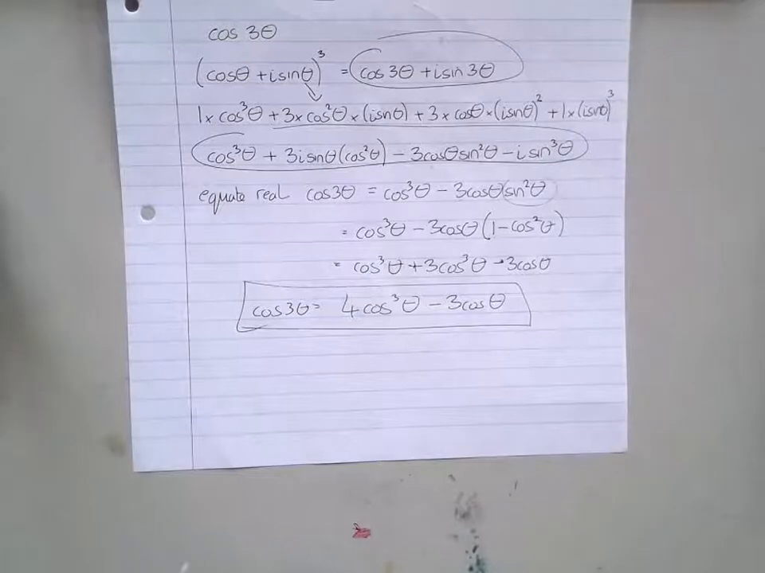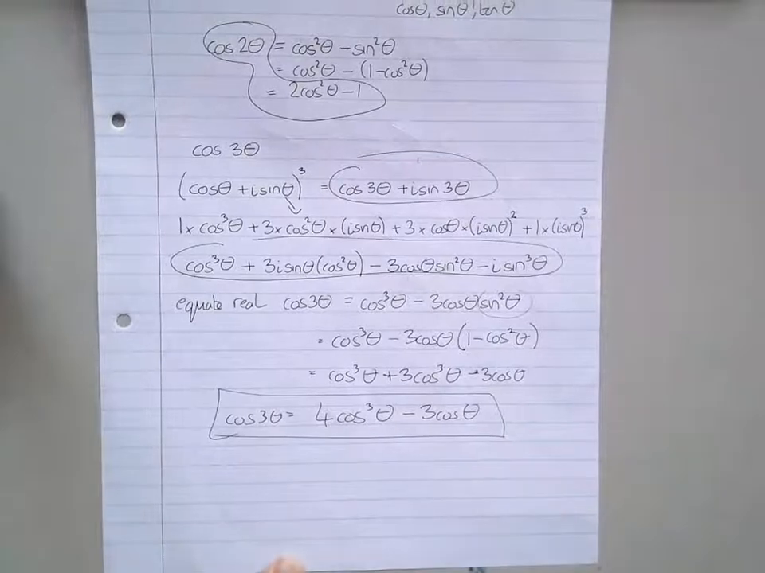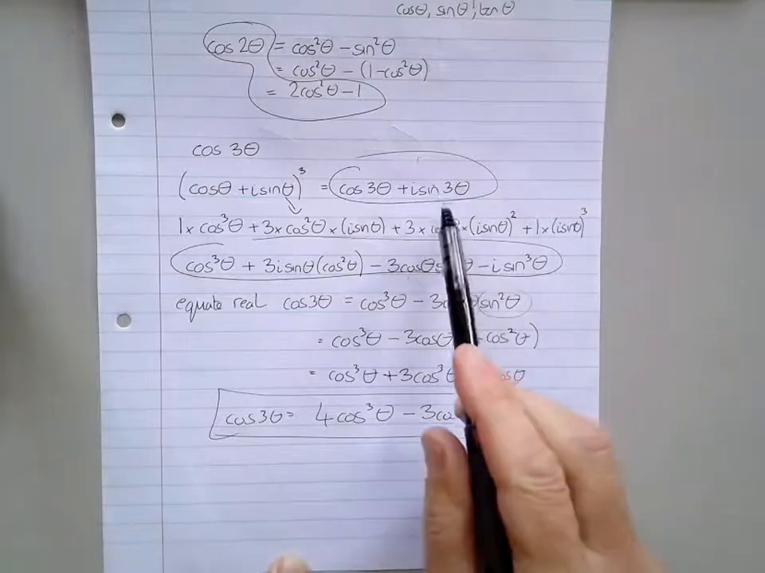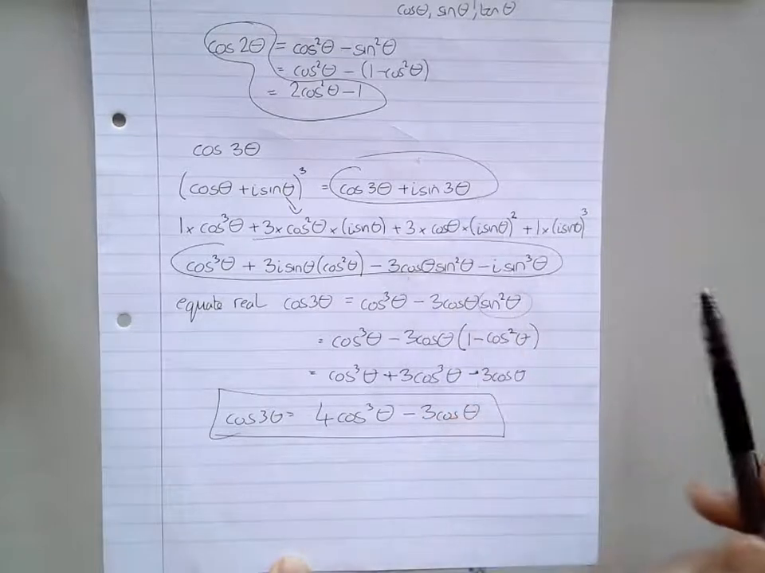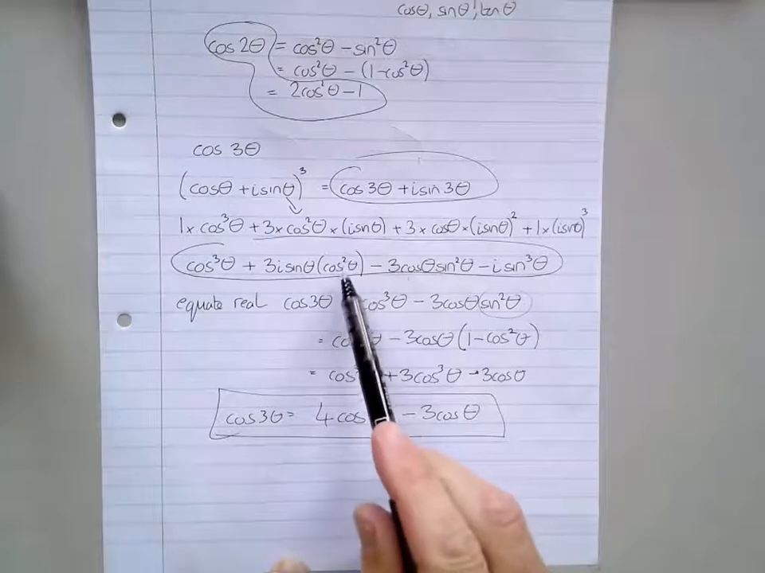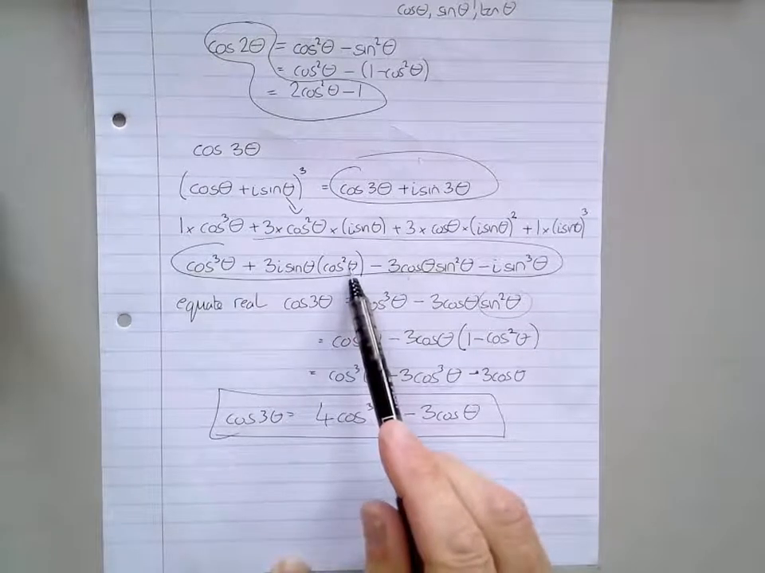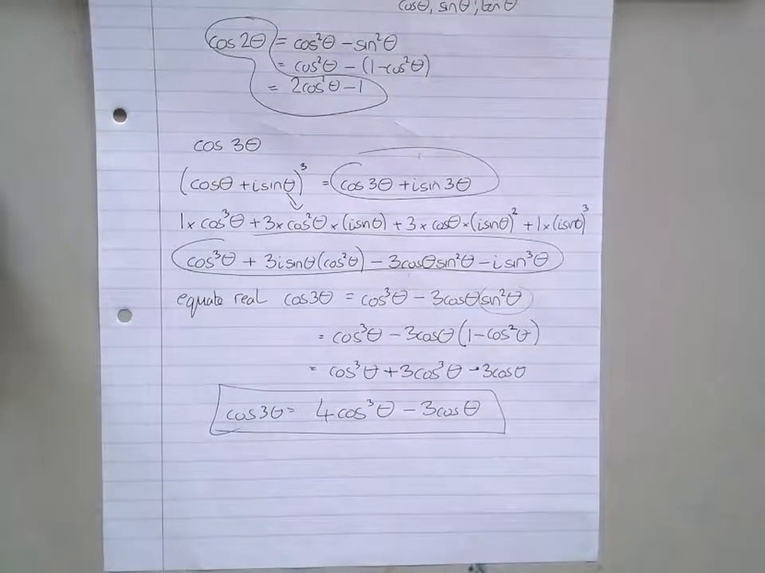If I want to find sine 3 theta, I don't have to do a completely new question. I can use the same result, only this time I would equate the imaginaries rather than the real. I'm not going to do it because it's one of the questions in the exercise. So I would say that sine 3 theta is equal to that term and that term. And once again, I'd have to deal with this cos squared theta term by rewriting that as 1 minus sine squared. But it amounts to the same thing, and I'd end up with an expression for sine 3 theta in terms of powers of sine theta. Okay. So that is one of the applications of De Moivre's theorem.